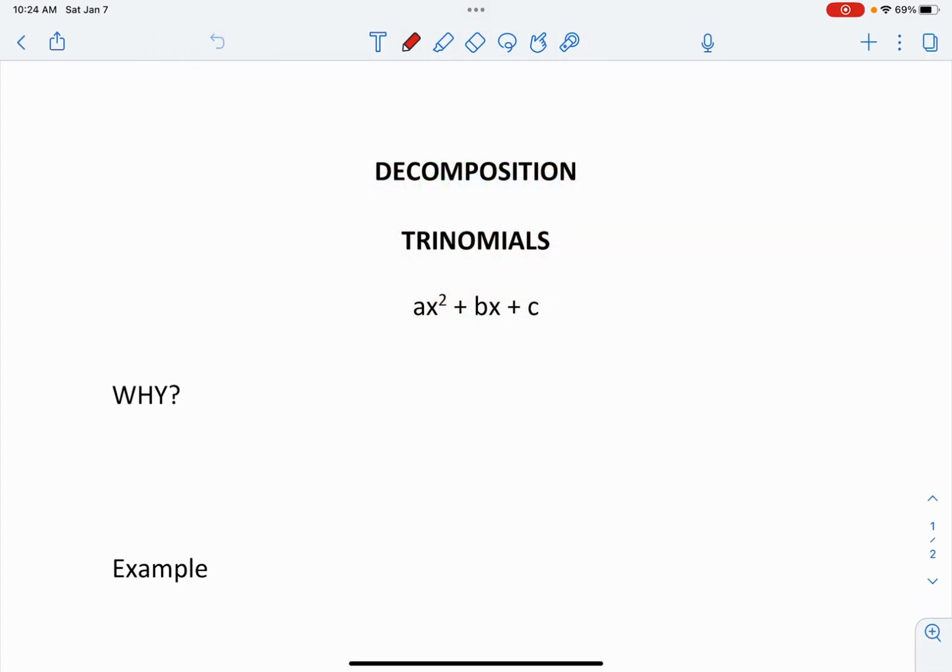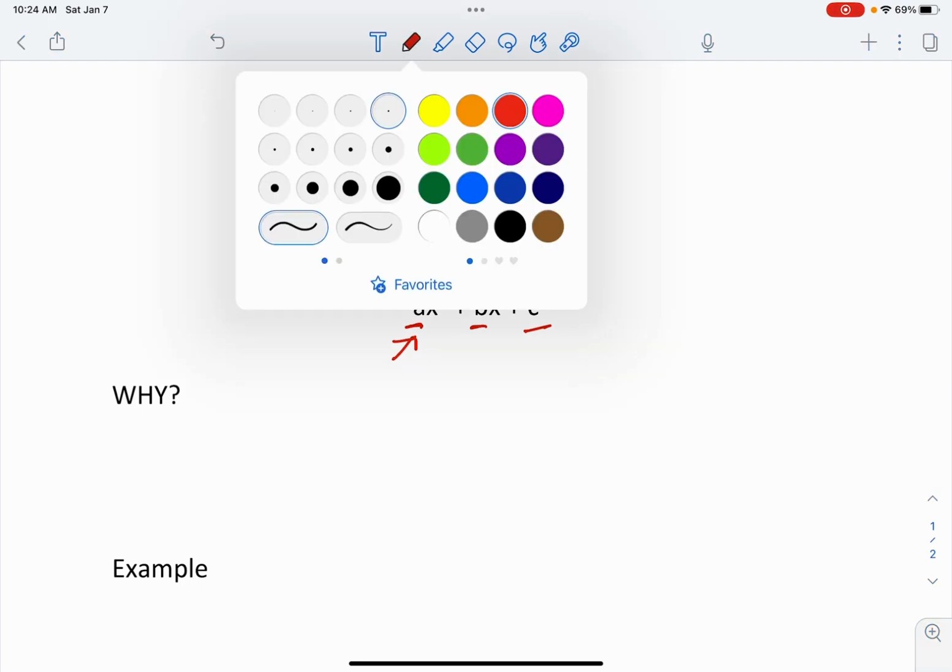We have ax squared plus bx plus c, right? Where I want to focus your eyes today is on this a here. We're going to want to use decomposition, especially when a is not equal to 1, because these ones get to be a lot harder to do. So let me write about that, the y.